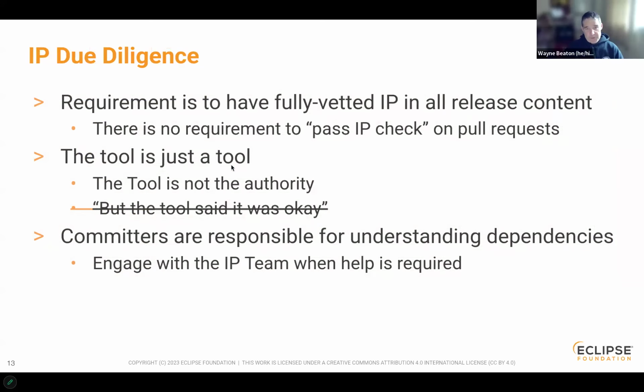Before I say much else about this, I just want to make sure that everybody is aware that the requirement that we make through our IP policy is that all of the intellectual property, third-party content referenced by your project must be vetted for each release. There's no rule that says that you must pass an IP check at all times, right? So just keep that in mind. There's no rule that says you need to be running an IP check every hour or with every pull request or anything along those lines. And I know it's tempting to do so.